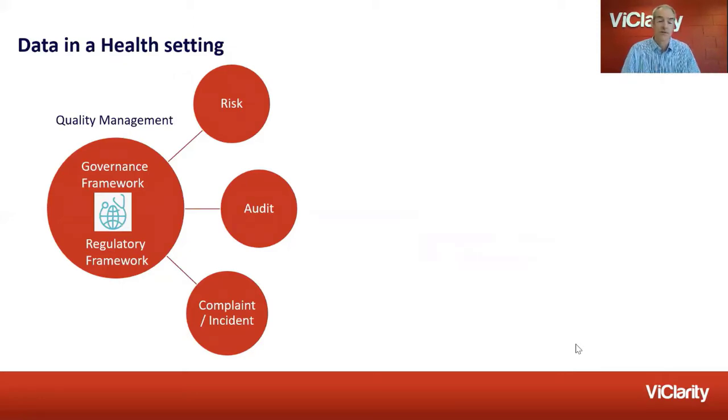And typically, and this is not an exhaustive list, you will be looking at the risk profile of information within the hospital environment. You'll be looking at the audit information or the quality information. How are we performing to certain areas of quality standards? And then, of course, incident and complaint information. And there's lots of other information, more operational data, looking at patient performance and so on. But this really is looking at a quality management framework and a governance approach.